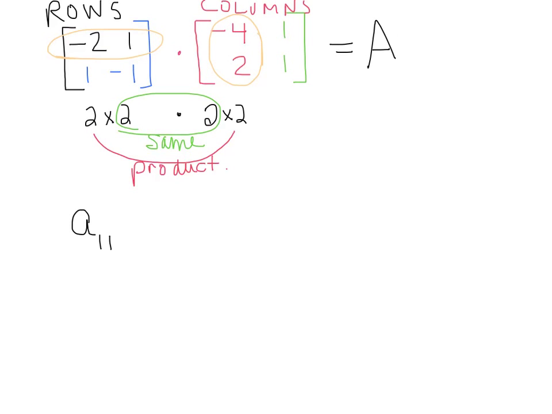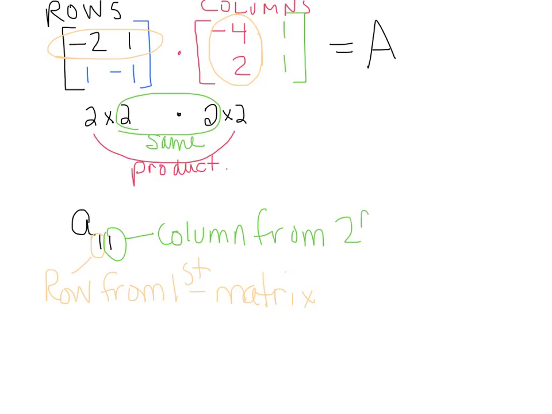So when we had A11, this one right here told me which row to take, the row from the first matrix, and this other one told me which column to use from the second matrix. Now I've identified which row I'm going to use and which column I'm going to use. I'm going to have the numbers.